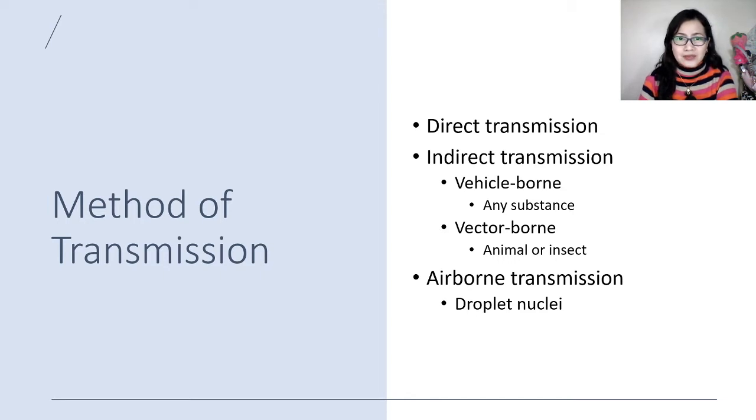Next, we have indirect transmission. When we say indirect transmission, it's either vehicle-borne or vector-borne. Vehicle-borne transmission: a vehicle is any substance that serves as an intermediate means to transport and introduce an infectious agent into a susceptible host through a suitable portal of entry. For example, food or water may become contaminated by a food handler who carries hepatitis A, and could be ingested by the susceptible host.